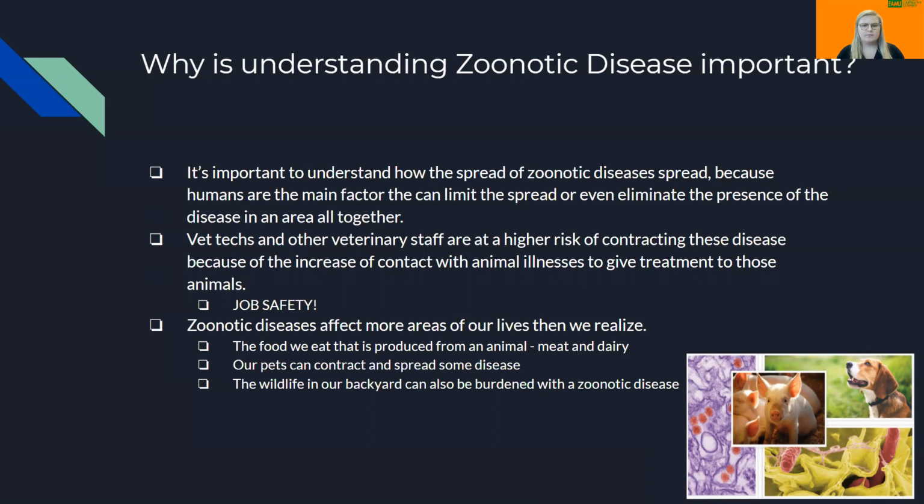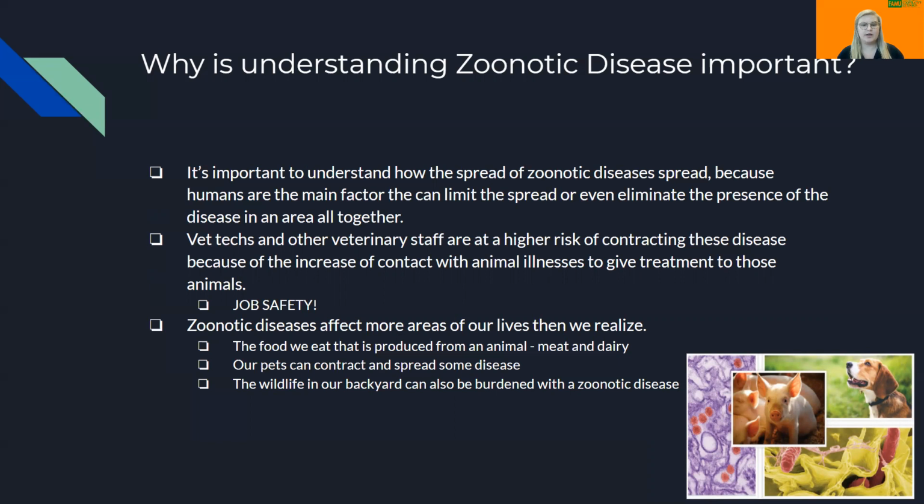Zoonotic diseases affect more areas of our lives than we realize. The food we eat that is produced from an animal, meat and dairy. So we have something called the USDA that regulates any type of animal product to make sure that we meet certain standards, to make sure that there is no type of contamination and that you have good quality meat and dairy that's not going to make us sick.